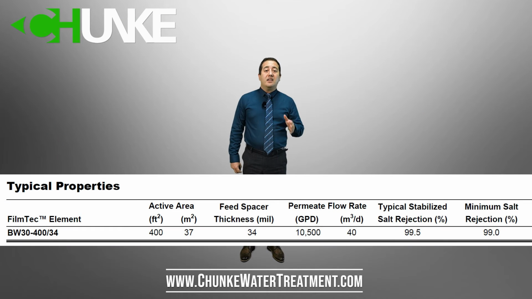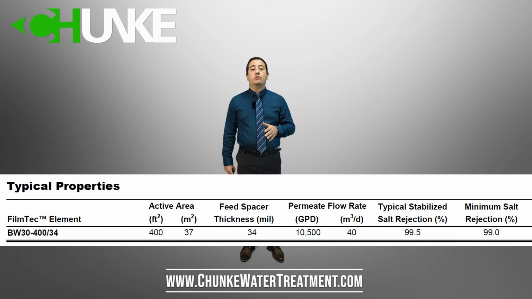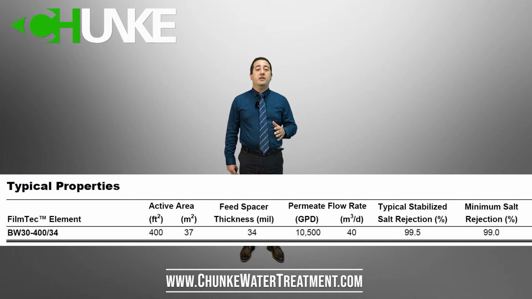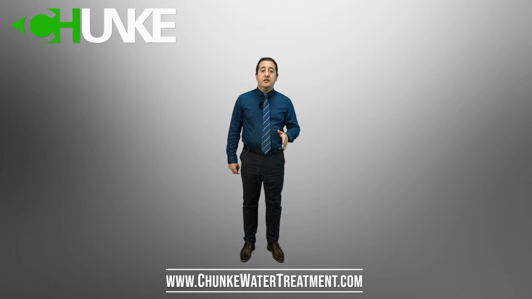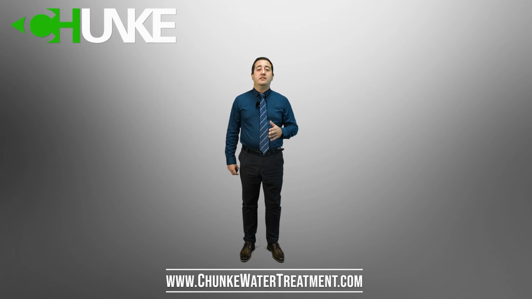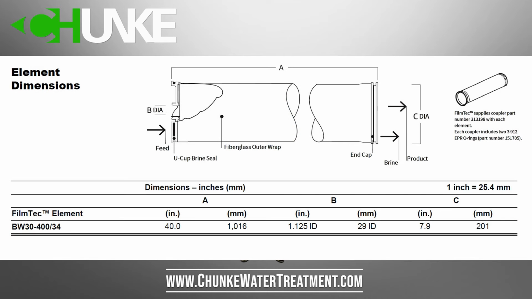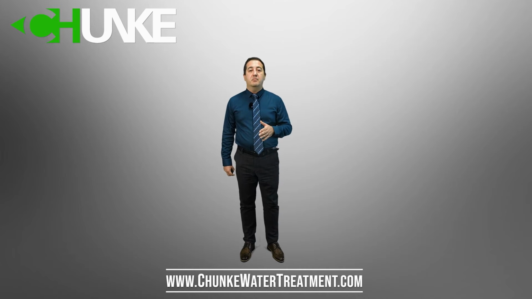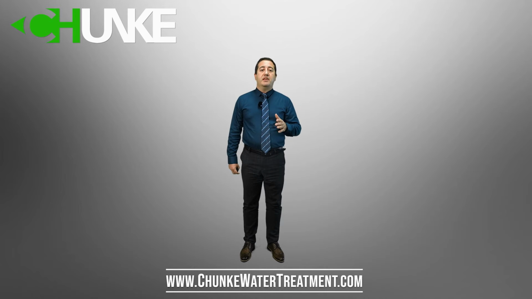Here we see active area is 37 square meter. Permeate flow rate is 40 cubic meter per day. Salt rejection is 99%. Also here you can see the membrane size. Diameter C is 7.9 inch, it is nearly 8, and length A is 40 inch. So it is called in the market an 8040 membrane. Now we make one example.